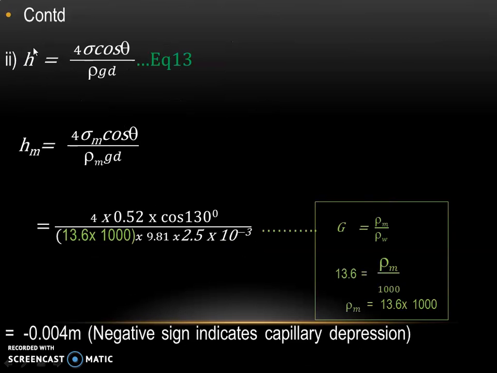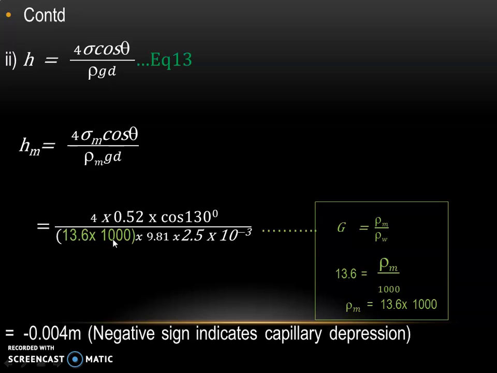Now we need to find capillary depression for mercury. We will use equation h is equal to 4 sigma cos theta divided by rho g d. Since fluid under consideration is mercury, we will write it as h m is equal to 4 sigma m, that is surface tension for mercury, cos theta is written as it is. Density for mercury is represented by rho m and g d is written as it is. So 4 into surface tension for mercury is given as 0.52 and angle of contact is 130, so we write it as cos 130 degree divided by density of mercury.